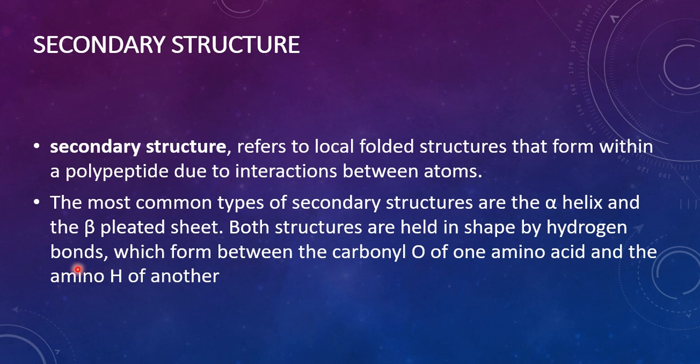When we go to the tertiary and the quaternary, we may have an increase in these types of bonds. So just remember, okay, which form between the carbonyl O of one amino acid and the amino group of another amino acid. We know that in the amino acid structure, one end has a carboxyl group and the other has an amino group. So the linkage is between the carboxyl O of one amino acid and the amino group H of another amino acid. Let's see the structure in detail.